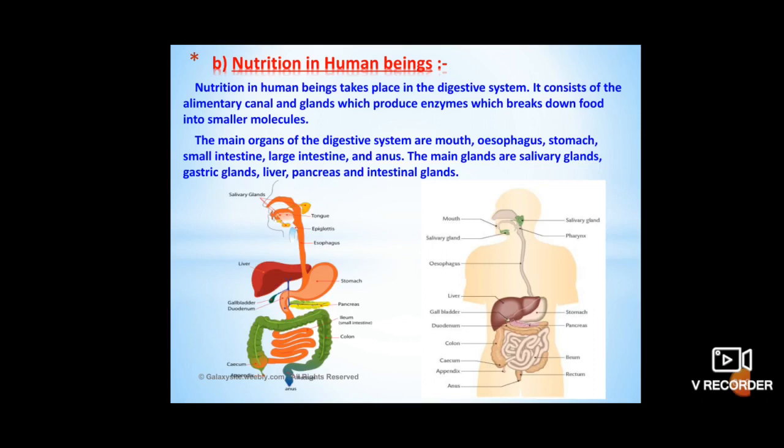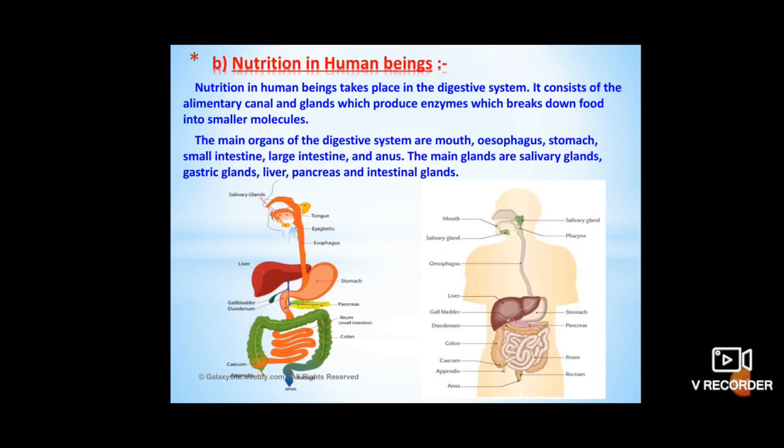And apart from that, there are some glands in the alimentary canal of the human digestive system. These glands are salivary glands, gastric glands, liver, pancreas, and intestinal glands. These are all the major components of the human digestive system. So which are the main components of the human digestive system, children? Mouth, esophagus, stomach, small intestine, large intestine, and anus. These are the major digestive organs actively involved in the process of digestion.